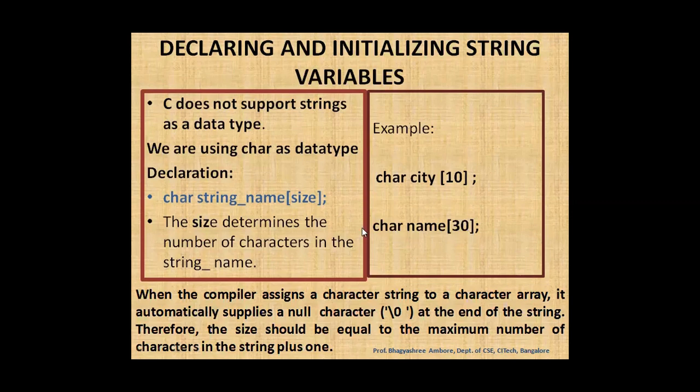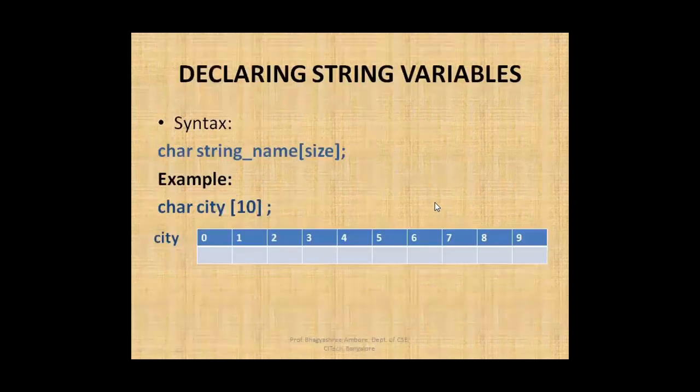When I make a declaration, this is the syntax. The data type is always char, then the name of the string, any valid variable name you can use, and the size, which is the count of the number of characters. Now consider this example: char data type, city is the name of the character array, and 10. What is the meaning? It can hold 10 characters.